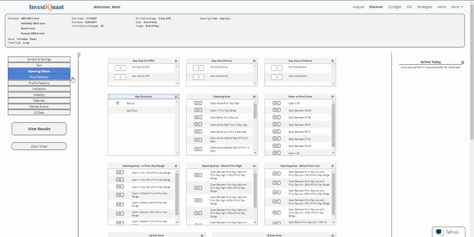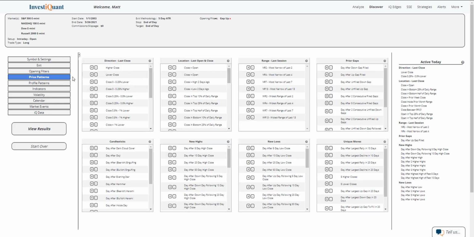Next, I'm going to describe this price action that we saw yesterday. And that price action is we closed in the bottom 25% of the intraday range. We closed right down near the lows of the session. So I'm going to grab that from the active today section, close in bottom 25% of the intraday range. And then I'm also going to grab this new high section, day after down day following 10-day high close.